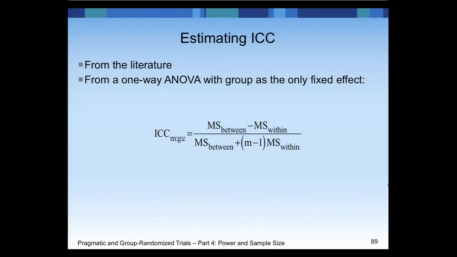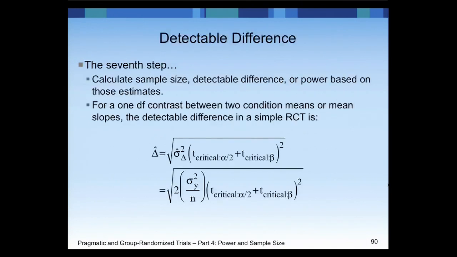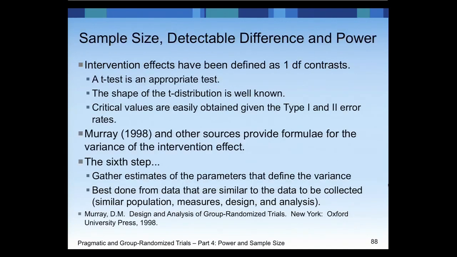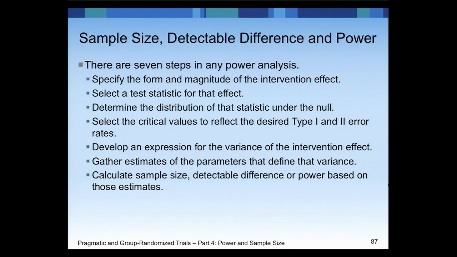If you want to try to shrink that estimate, you can adjust for covariates in this analysis, and now you have a one-way ANCOVA with group as not the only fixed effect, but one of several. And now, again, you're taking the MS between and within and calculating an adjusted intraclass correlation. The 7th step is to actually calculate sample size or detectable difference or power based on the estimates that you've gathered. I'm actually going to back up a couple of slides and look at my original list.